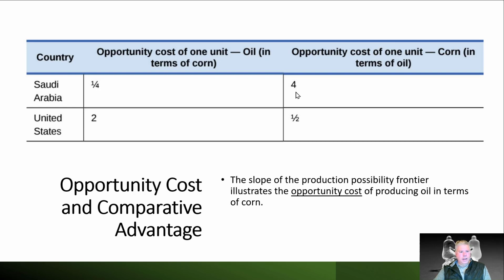And then on the other side, in the opportunity cost of corn in terms of oil, to get an additional bushel of corn, it's going to take 4 barrels of oil in Saudi Arabia, whereas it's only going to require half a barrel in the United States. So the opportunity cost here is fairly obvious: oil is lower in terms of corn for Saudi Arabia, and corn is lower in terms of oil for the United States. So each one, if they produced at maximum level, would result in a better outcome.